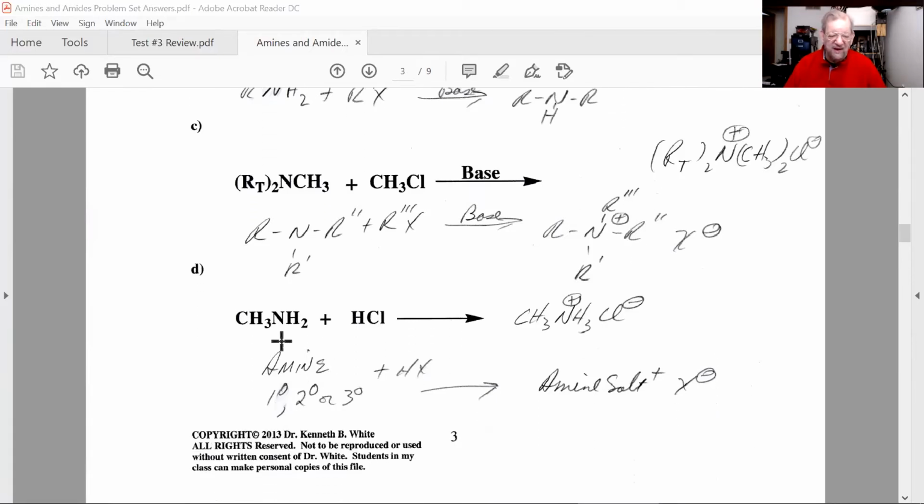Now, amines are bases. This is a primary amine, but it could have had these 2 hydrogens replaced by alkyl groups, and with a primary, secondary, or tertiary amine plus HX, you make an amine salt. In this case, you add 1 hydrogen there. You don't have to show charges, and you do need to show the anion. And R here was methyl.